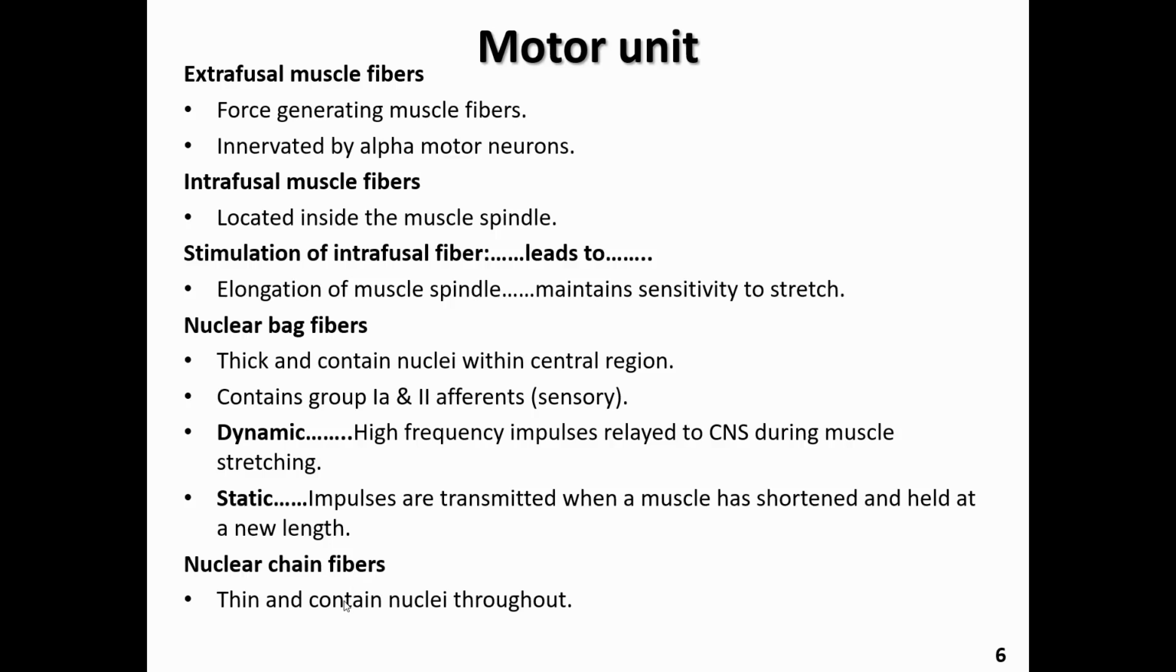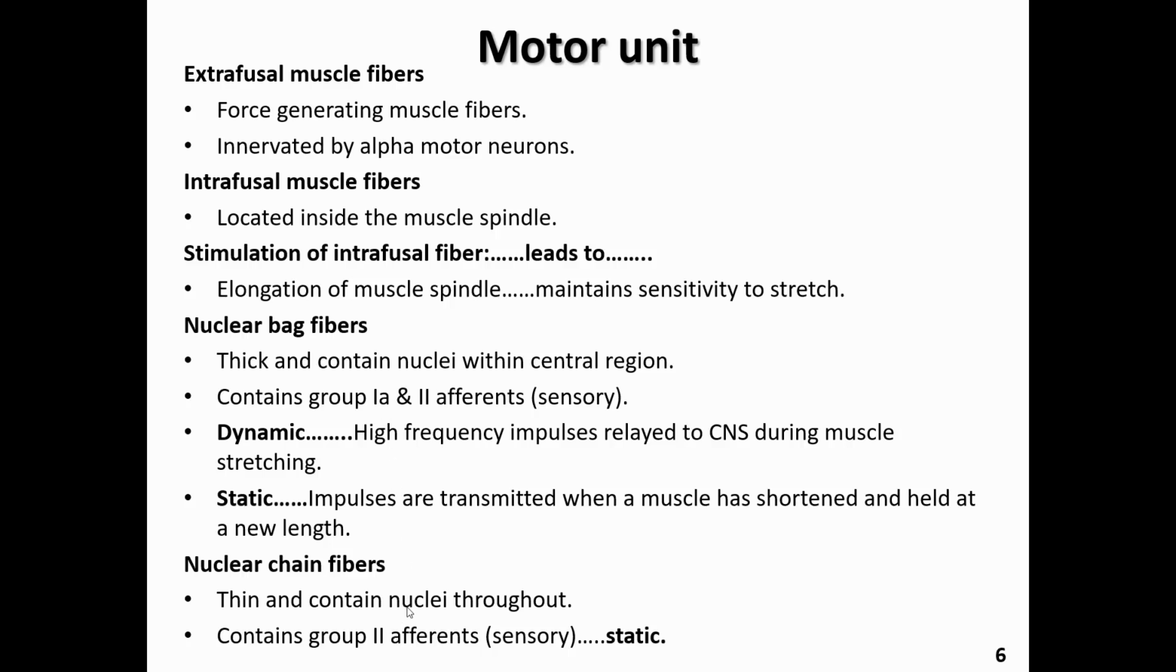The nuclear chain fibers, as illustrated on slide number 5, are thinner than the bag fibers, and the nuclei are more spread out throughout that intrafusal muscle fiber and appear to have a chain-like appearance. And the nuclear chain fibers give rise to group 2 afferents. These still transmit bioelectrical signals quickly to the central nervous system, but not as quickly as group 1A.